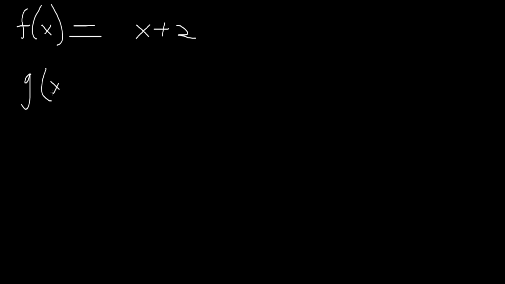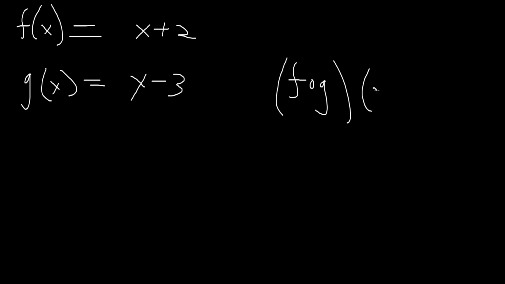So we're going to start off with, let's say we have f of x, and that is x plus 2. And let's say that g of x is x minus 3. Okay, so in this case, function composition can be written as f of g. So it would be f of g of x.